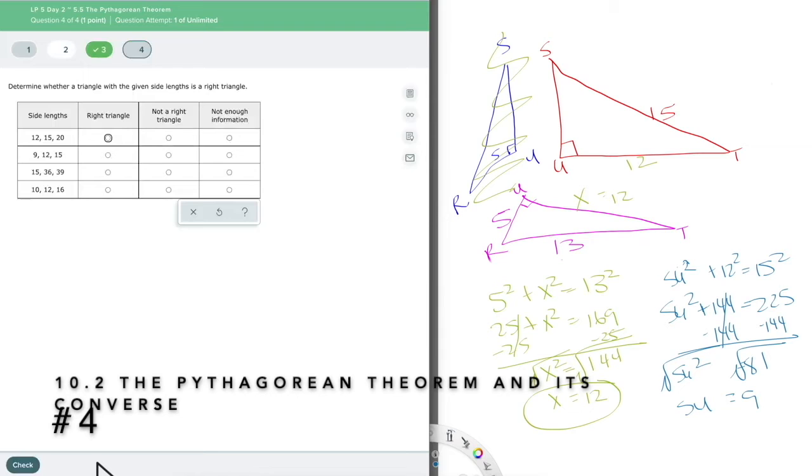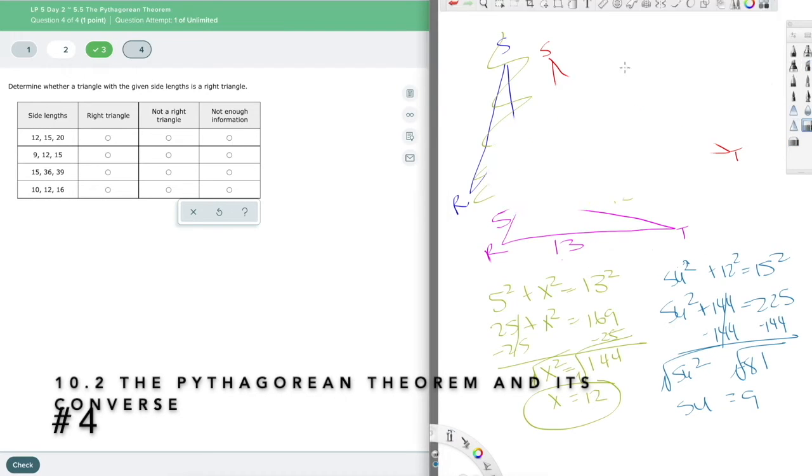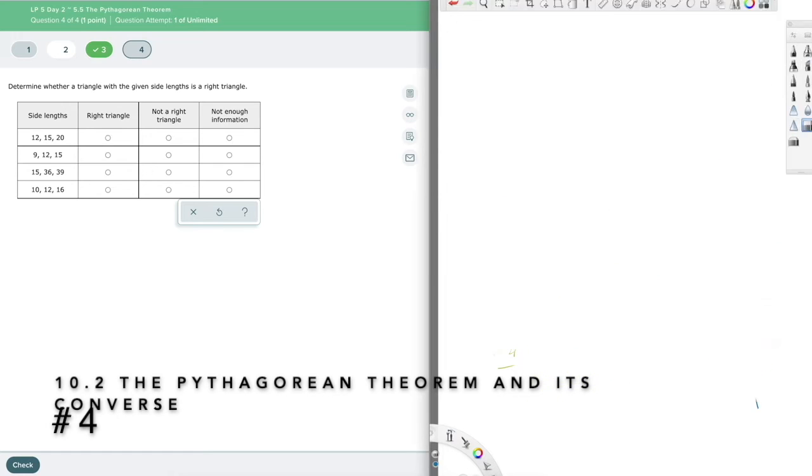Determine whether a triangle with a given side length is a right triangle. All right, so this one has to do with another rule when we're looking at these ones. Any two sides of a triangle have to be smaller than or equal to the third side when I square them. So we're just going to use Pythagorean Theorem again to look at this piece.